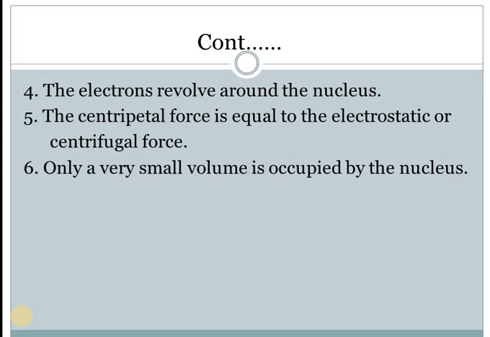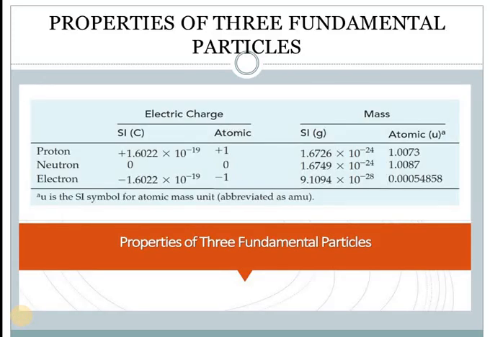Sixth, only a very small volume is occupied by the nucleus. Most of the atom is covered by electrons, or negatively charged particles. From this, all the properties were made in table form, and the properties of the three fundamental particles were given in the table. This can come in your exams, and there can also be objective questions with the values in your exams.